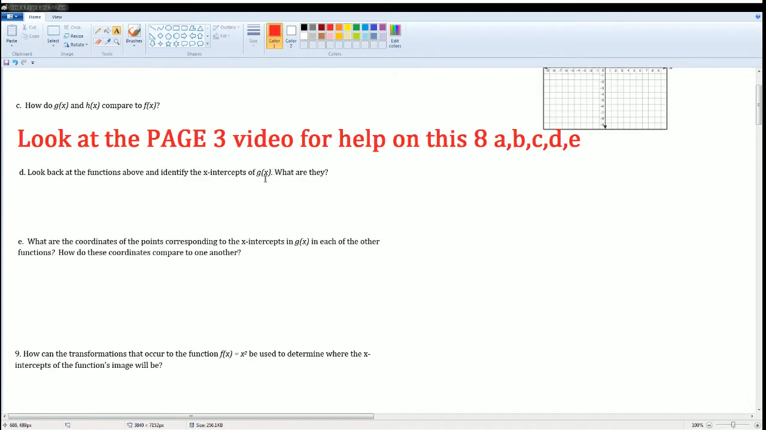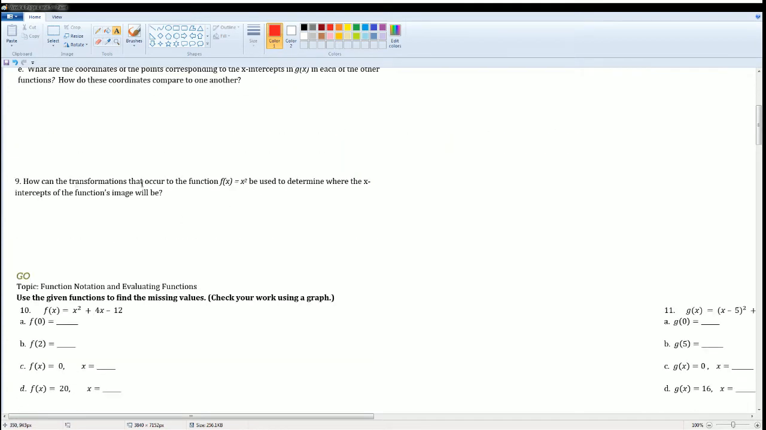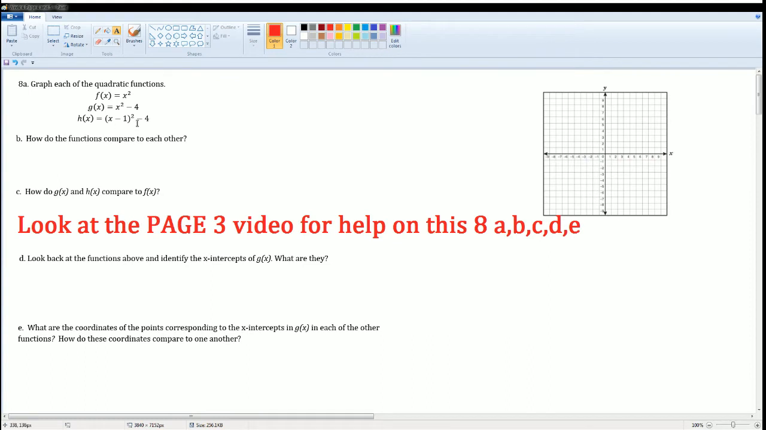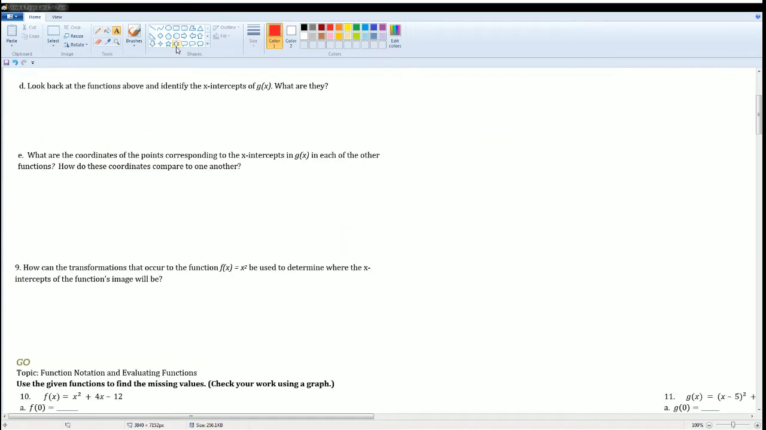Okay. 9, how can the transformation that occurred to the function f of x be used to determine where the x-intercept of the function will be? So you would actually have to factor it, and that is actually how you can get the x-intercepts, okay? So the solution for this one, I can write it for you.